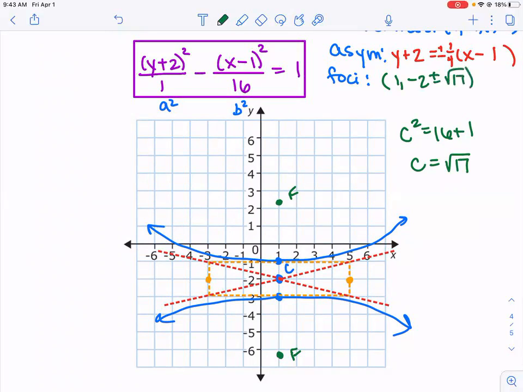Okay, and then our foci, c squared is a squared plus b squared. So c is the square root of 17. The square root of 17 is just a little bit bigger than 4. So I plotted my 2 foci a little bit more than 4 away. And since I went vertically, I took my center and I added or subtracted radical 17 to the y value.